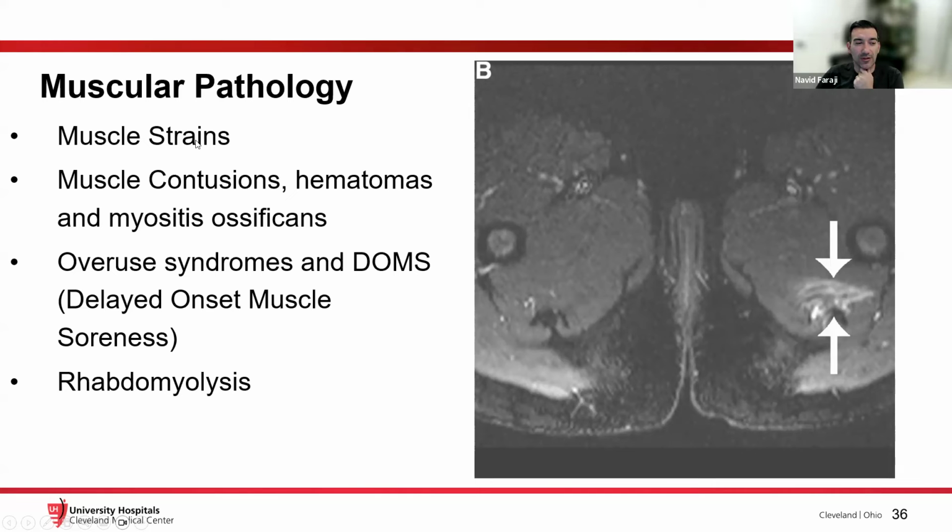This is sports, so we're going to talk about strains, but you should know that obviously rhabdo can happen in your long distance runners and things like that, which will look like diffuse muscular edema. There's delayed onset muscle soreness, which is not necessarily pathologic. It's just a muscular reaction to activity. It can result in soreness a couple days later, and then muscle contusions, hematomas, and myositis ossificans.